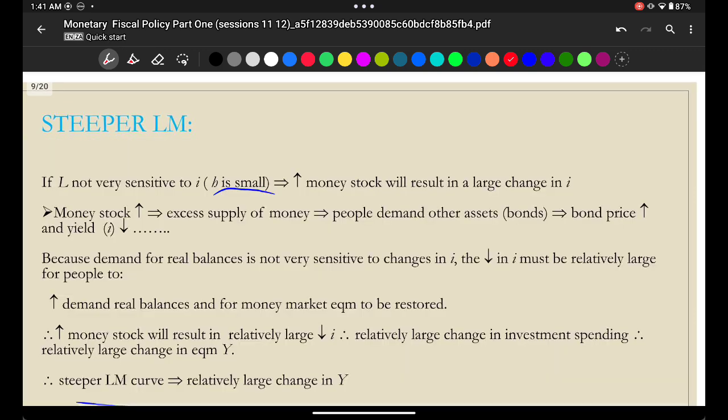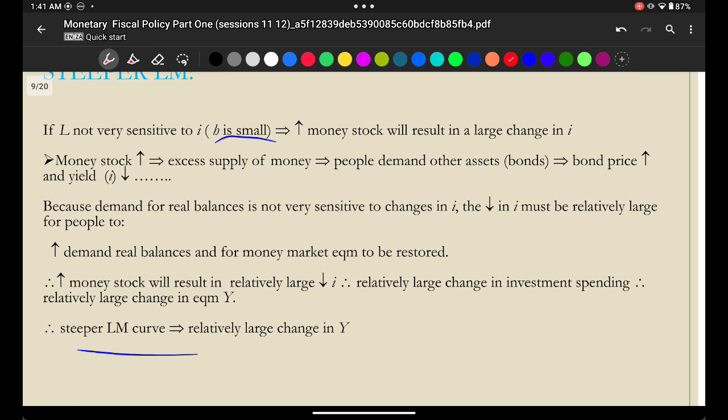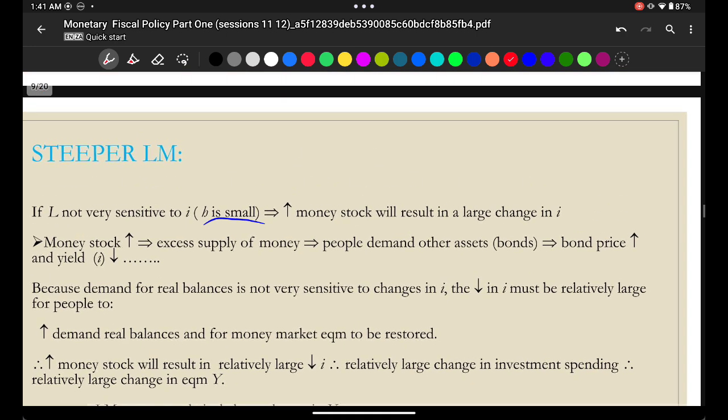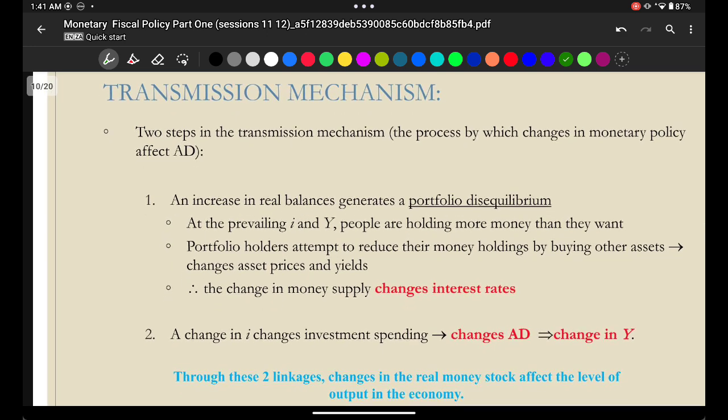Okay, now steeper, I already showed you. If your B is small, remember small is associated with big. So yeah, steeper means a large change in the interest rate. Interest goes down quickly. Large change in Y. I showed you that, right? So a good way to remember this, right? When you think of LM, always think of the LM curve. This is what you think: small equals big things. Wink, wink. Right? So now we go on to the transmission mechanism.